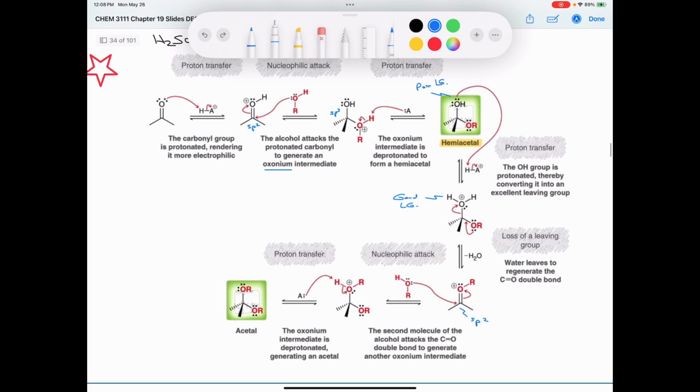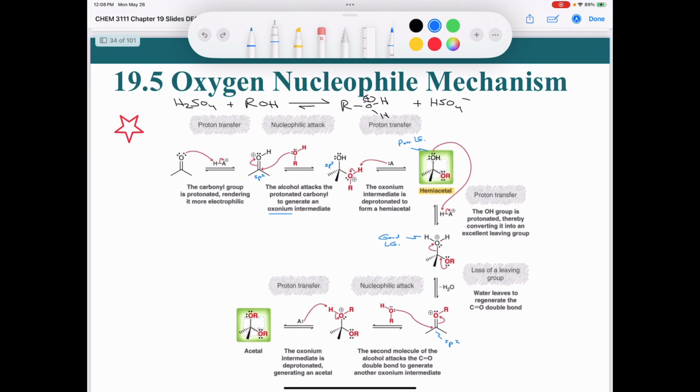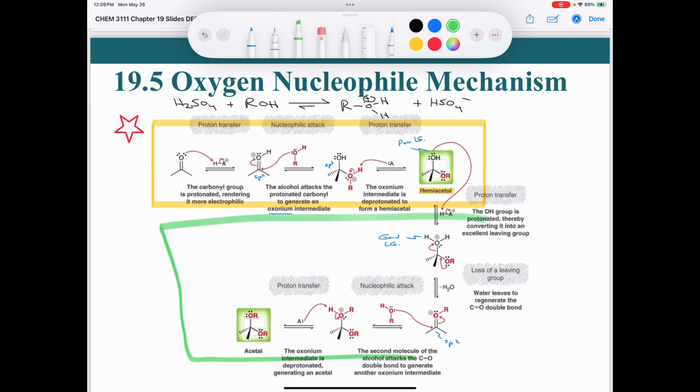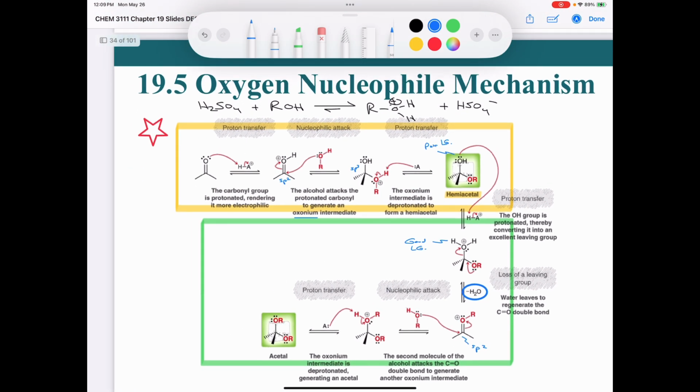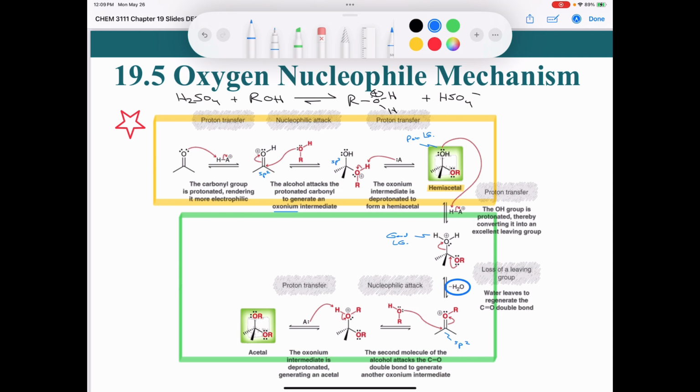So keep in mind that this whole mechanism occurs in two stages, doesn't it? The first stage takes us to the hemiacetal, and then stage 2, this stage here, brings us to the acetal. And I want you to remember that importantly, in the second half of the mechanism, this is where we lose the water, okay? Because remember, I told you that the loss of water is going to be very pertinent as we move forward. Also, keep in mind that every single step in this mechanism is in equilibrium. Everything is in equilibrium. So if you're looking at this and saying, well, what's going to drive the reaction forward?